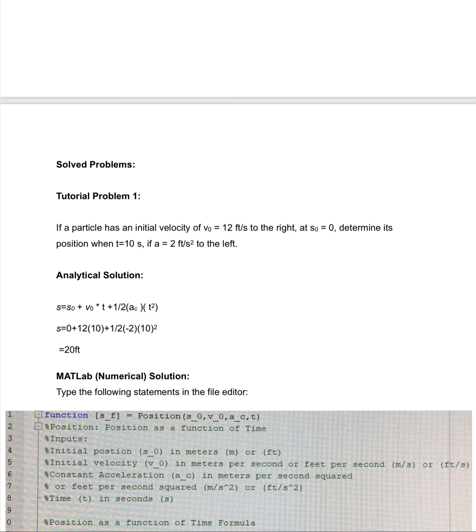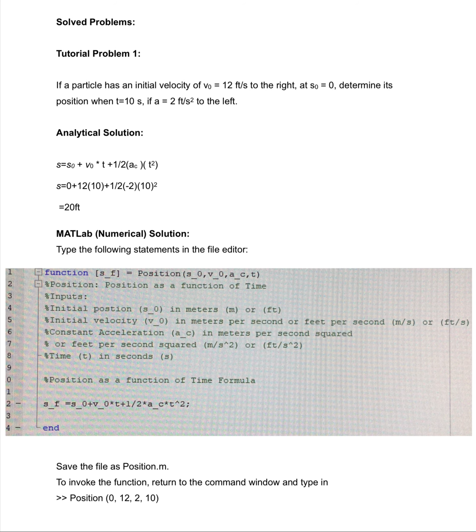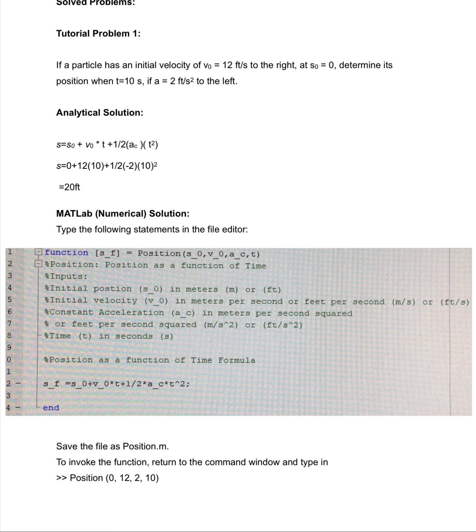So solved problems are as shown here. If a particle has an initial velocity of 12 feet per second to the right and initial position of 0, determine its position when time equals 10 seconds and acceleration is 2 feet per second squared to the left. So that would mean it'd be negative. As shown in the formula here, you plug in the numbers. So 0 plus 12 times 10 plus 1/2 times negative 2 times 10 squared equals 20 feet.